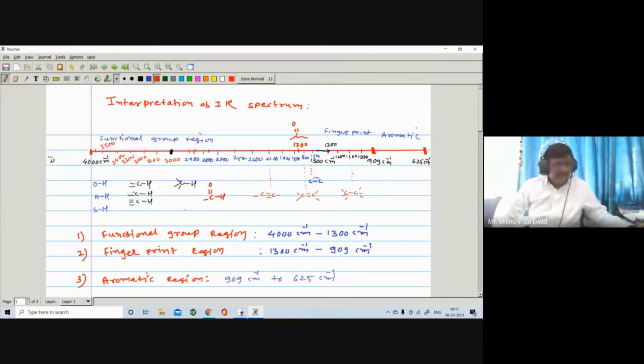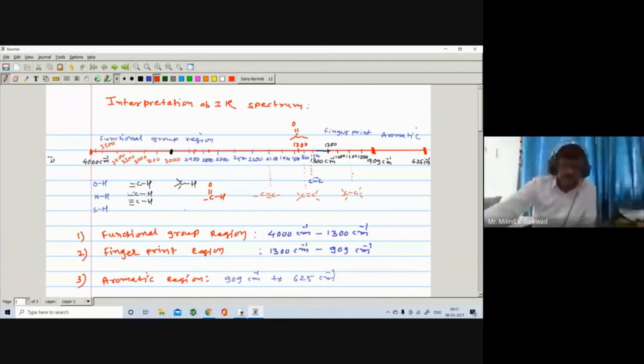You can see from the above data and you can tell me. Yes, Vishal. Where does the carbon-carbon double bond appear? Rajashree. Yes, Srushti. Where will the carbon-carbon double bond appear? Just now you have learned. Yes, it is at 1600.